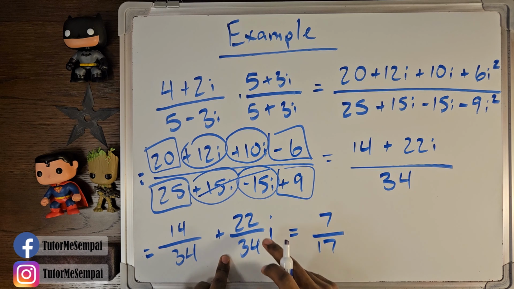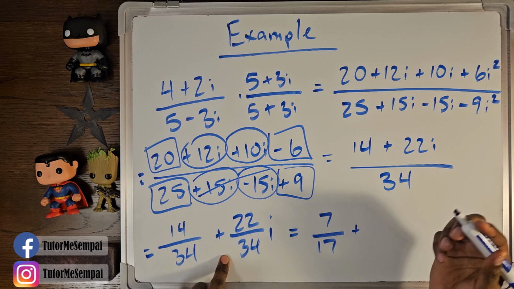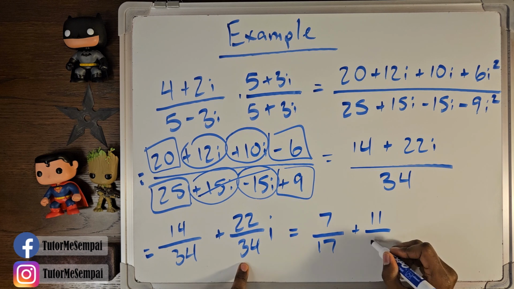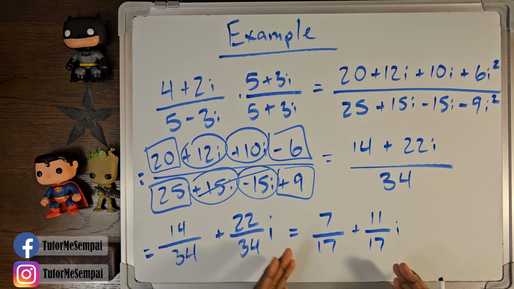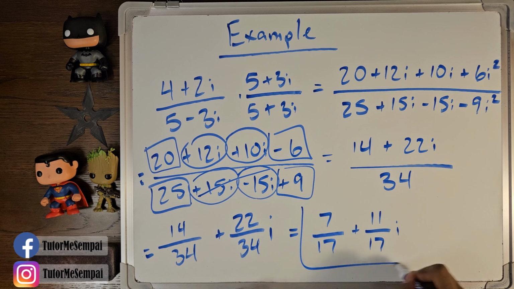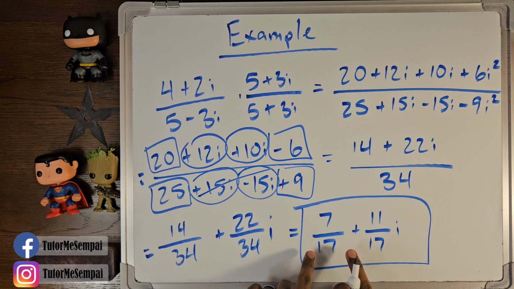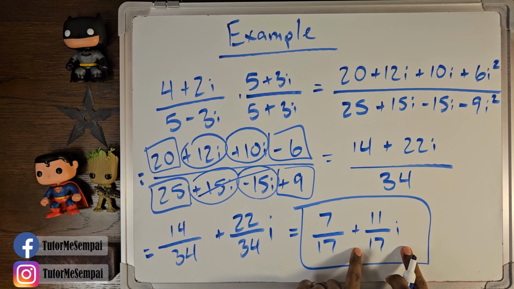Let's do the same thing over here. They're both even. So let's divide that 2, leaving us with 11. Same 17. And we have an i here. Can we simplify this anymore? No. So this will be our true final answer. And this is still in complex number form. A real component, an imaginary component.